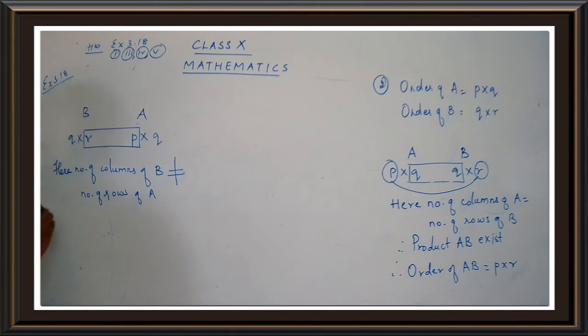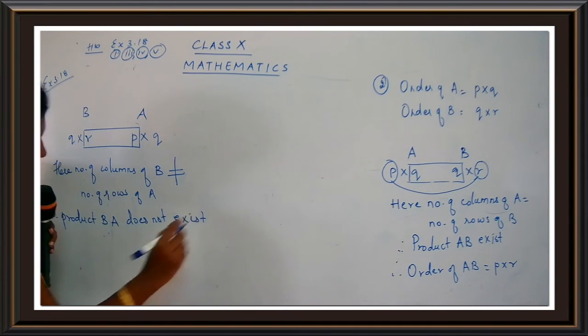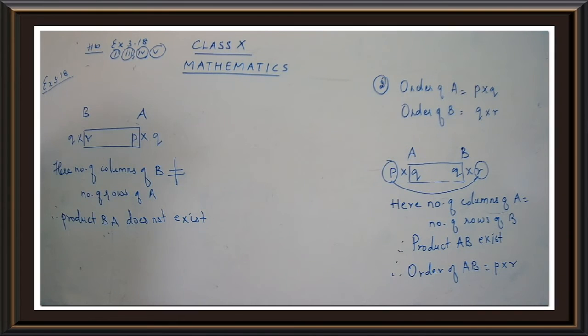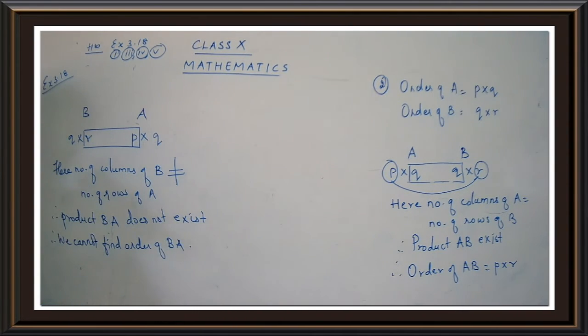Therefore, product BA does not exist. So we cannot find the product. Since we are not able to find the product, we cannot find the order. Product BA does not exist. Therefore, we cannot find the order of BA. So we have completed sum number 2. Write down the answer.